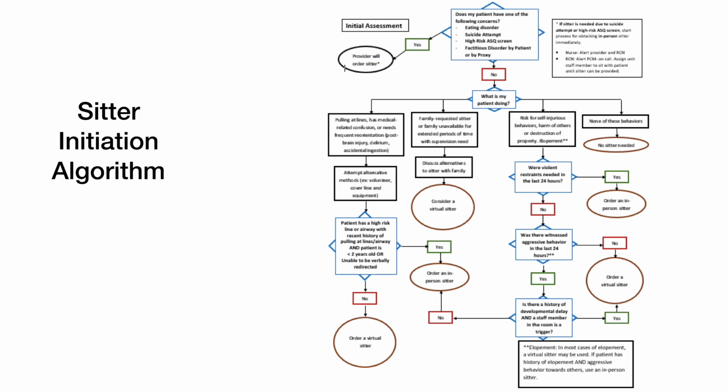So there's two algorithms that will be available in the policies and in the JITs. The first is the sitter initiation algorithm, which is the initial assessment. So you're going to determine that your patient needs a sitter and then use this to determine what type of sitter is needed. Up at the very top are the populations that the provider will order a sitter for, and after that you'll look at the reason that your patient needs a sitter and follow the algorithm down to determine what type of sitter they need.